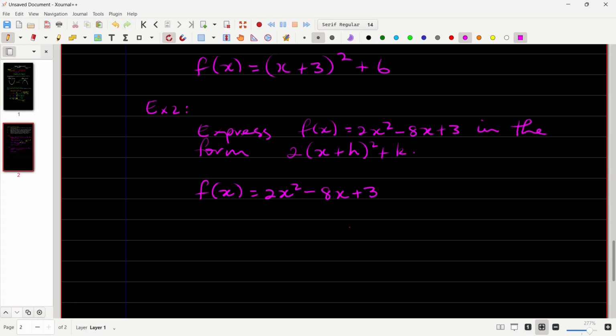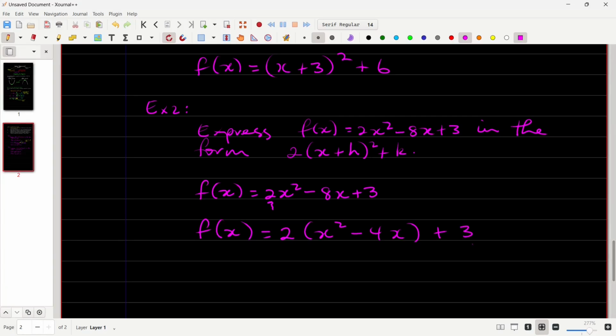And now that we rewrite the equation, we're noticing that we have a value out in front here like we didn't have before. So we're going to have to factor out that 2 from the x squared and the x coefficient. So we're going to have something looking like this. 2 into (x squared minus 8 over 2, which is 4x), close the bracket, plus 3.